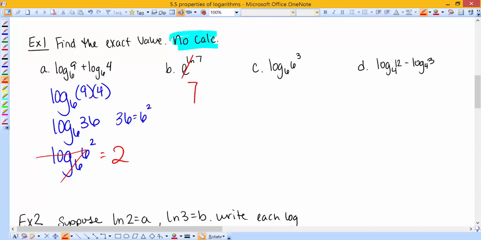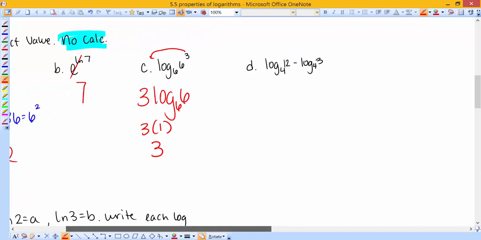C is using the property that I just talked about in A. When you see that these are the same, they cancel and you're left with the exponent. I'm left with the exponent because of the power property. So let me show you what's actually taking place here. If I move the 3 in the front, I have 3 log base 6 of 6. Well, the log base 6 of 6 is 1. So this is 3 times 1, which is 3. So that's how we get the 3.